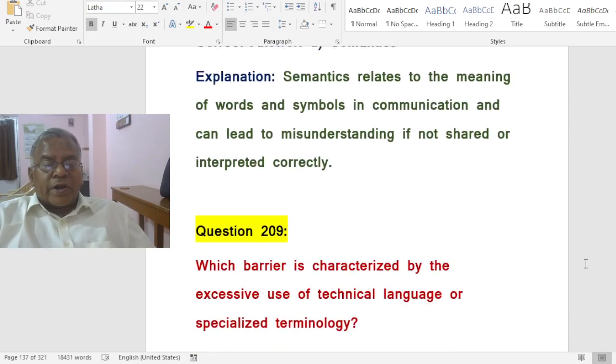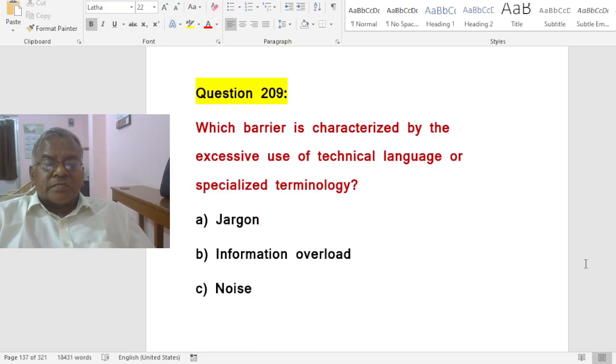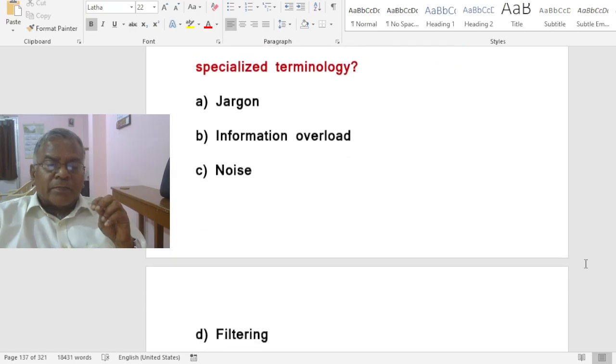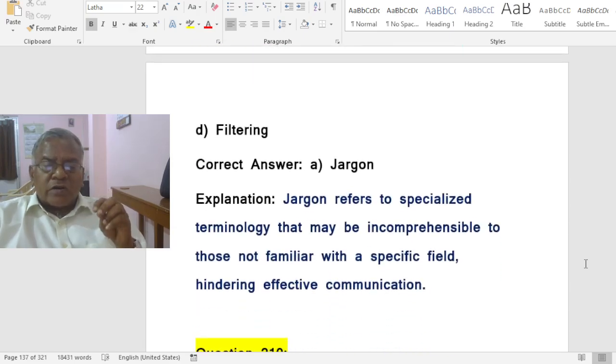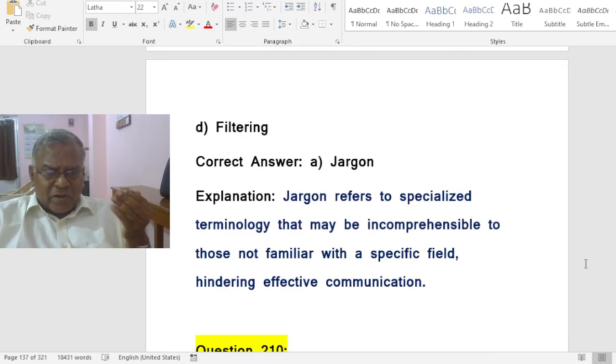Which barrier is characterized by the excessive use of technical language or specialized terminology? That is jargon. Jargon refers to specialized terminology in a particular subject, technical language. If you use it often with another person who doesn't know anything about that subject, it becomes a barrier. Jargon may be incomprehensible, that is, not understandable, to those not familiar with a specific field, hindering effective communication.